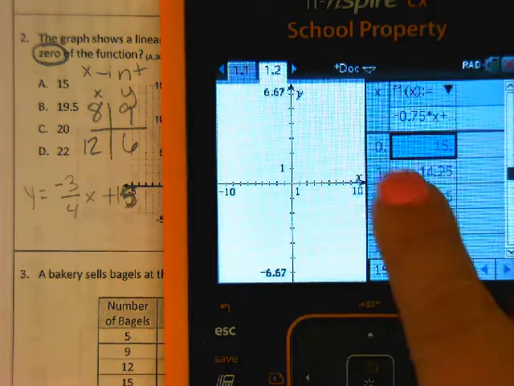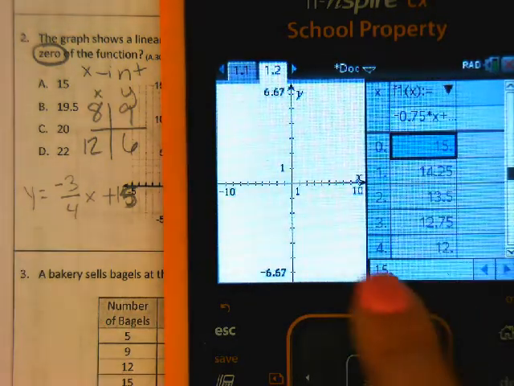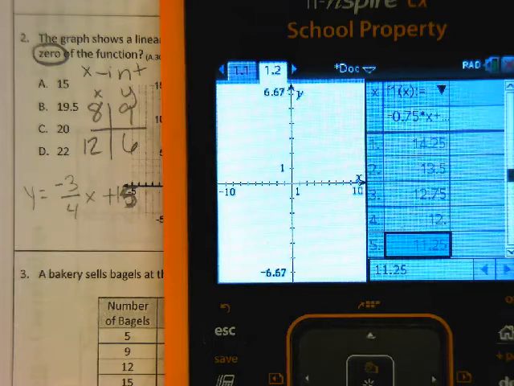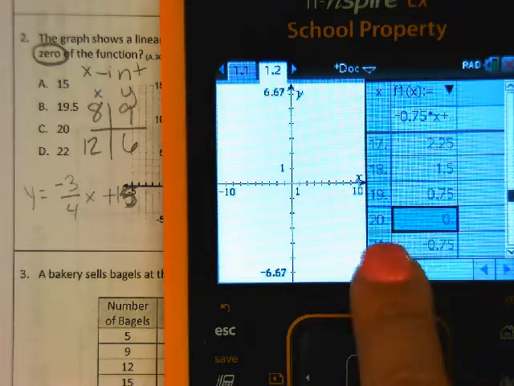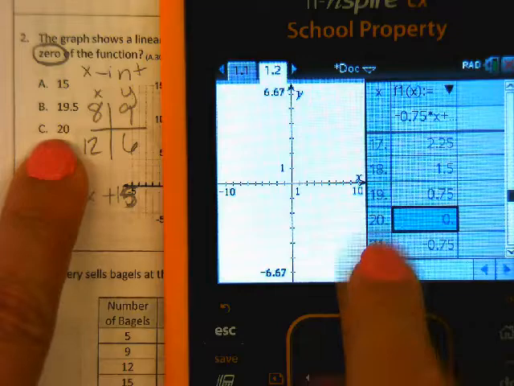Again, this is my y-intercept. I'm going to have to go all the way down to where y is 0. There it is. What's my answer? 20.